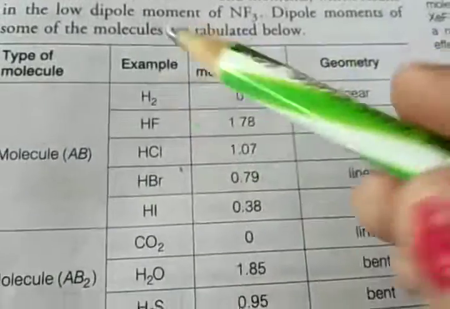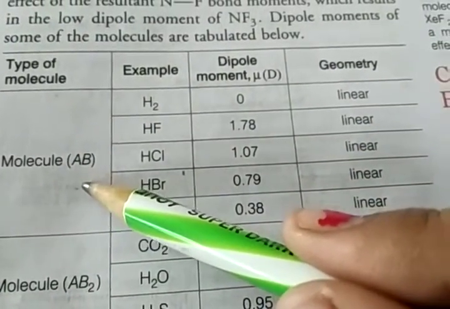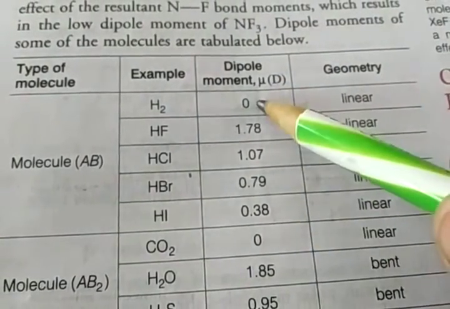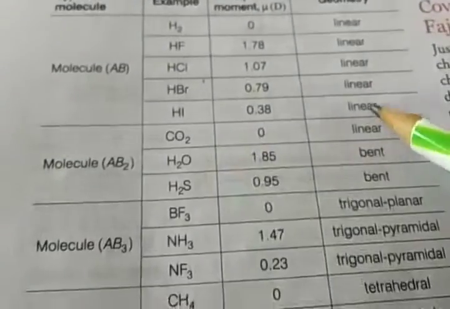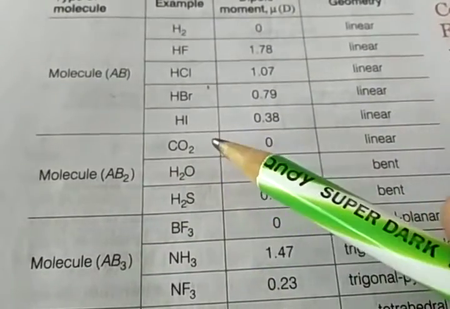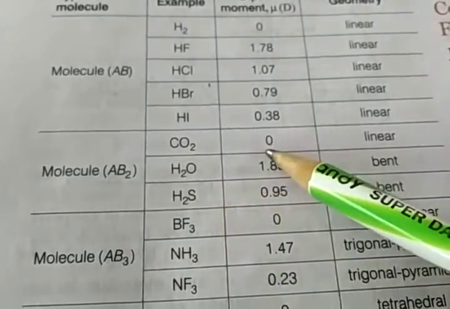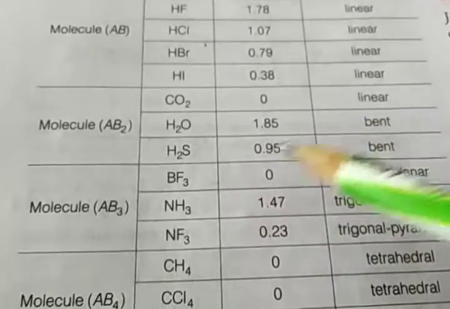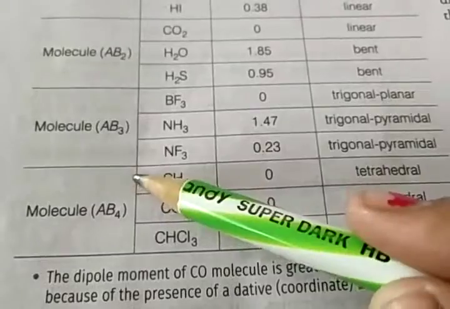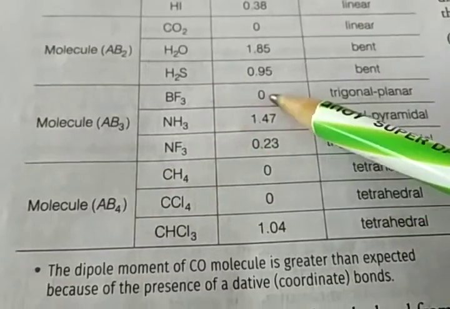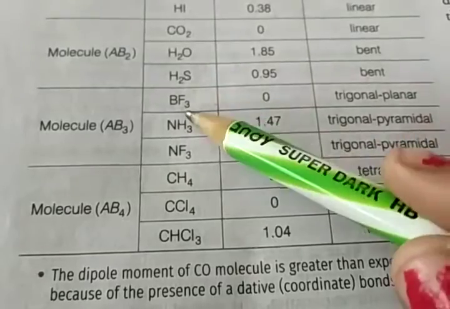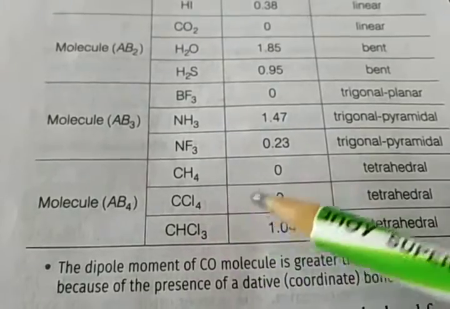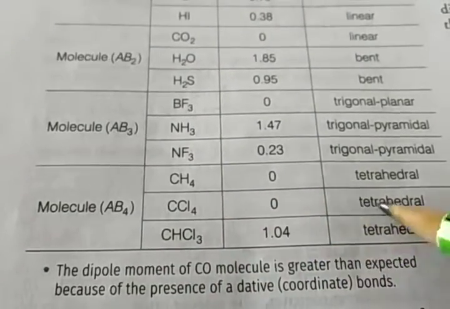Here you see types of molecules. Molecules of type AB, for example H2, HF, HCl, HBr, HI. The dipole moment for hydrogen is 0 and geometry linear. Molecule AB2, for example carbon dioxide, water and hydrogen sulfide. Carbon dioxide is 0 and linear, and water is bent with 1.85, hydrogen sulfide is bent with 0.95 dipole moment. AB3: BF3, NH3, NF3. BF3 is 0 because the 3 fluorines have the same dipole moment. Then molecule AB4: CCl4 is 0 and chloroform is 1.04, and both are tetrahedral.